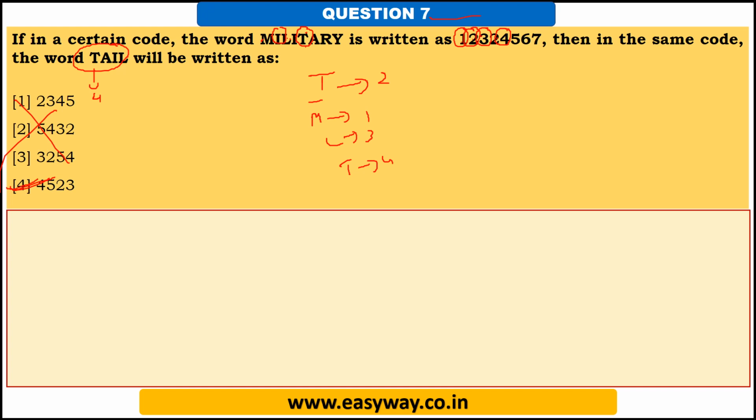But let us see the other codes as well. A here will be coded as, A here is third last letter and third last letter is 5. So A is coded as 5. Then again I, here we know that I is coded as 2 and the last one is L and L is coded as 3. So the answer is correct, that is 4523.